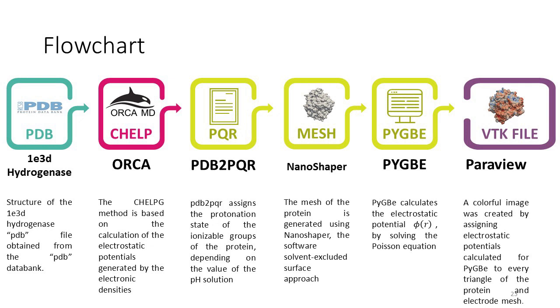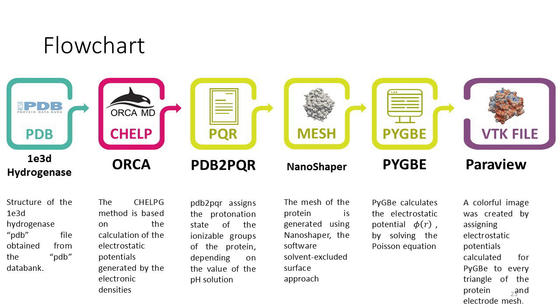After that, once I obtain the PQR, I also need to create the mesh of the structure. For the mesh of the structure of the PQR file, I have to use the software NanoShaper. Once I finally have the mesh for the protein, the charge of the atoms of the protein, and the mesh from the electrode, which I created using a Python script. Basically, you only draw a cuboid with the Python code. It's not very difficult.